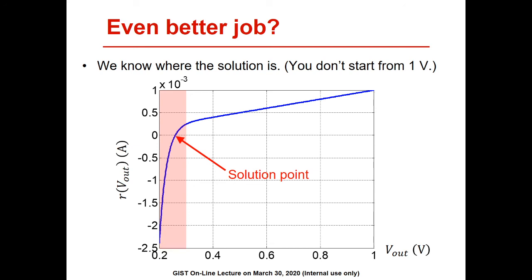The figure shows R over V_out again. Previously, we had no idea about the solution, but now we know that the diode must be turned on and V_out is about 0.2 volt or 0.3 volt. The exact solution can be found much more easily as soon as an approximate solution is available.